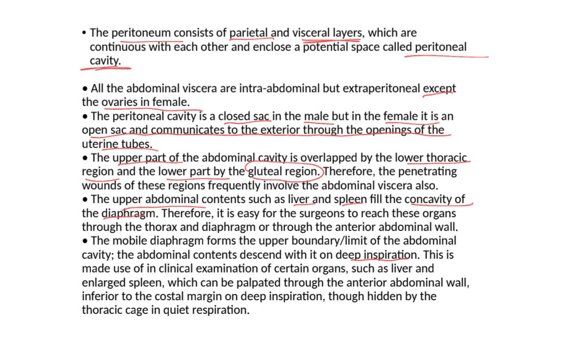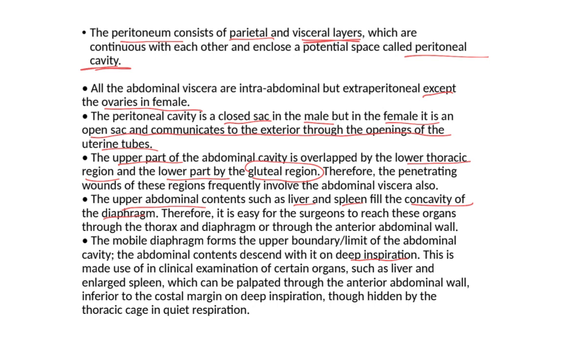The upper boundary of the abdominal wall is the diaphragm. Diaphragm is mobile. Mobile means it is movable. So the abdominal contents descend downwards with the deep inspiration, because during deep inspiration the concave part of the diaphragm, according to the abdominal aspect, gets flattened, so it brings down the abdominal viscera downwards, descending the abdominal viscera.